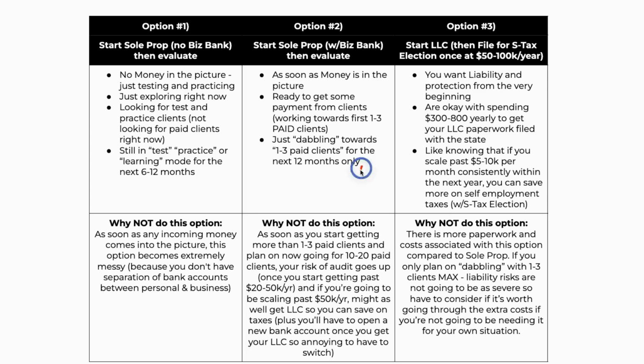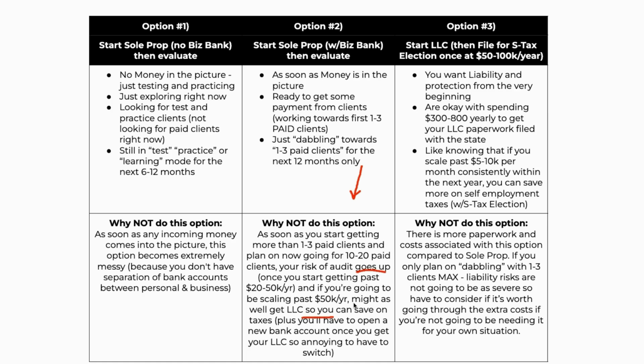Now, when would this not be an option? As soon as you start getting more than 1 to 3 paying clients and you plan on now getting, let's say, 10 or 20 paying clients, you now risk the audit. The risk of audit goes up because once you start making past $20,000 to $50,000 a year, even the IRS is a little bit suspicious of somebody making that much money as a sole prop. And if you're scaling past $50,000 a year, you might as well just get an LLC because then you can save on taxes.